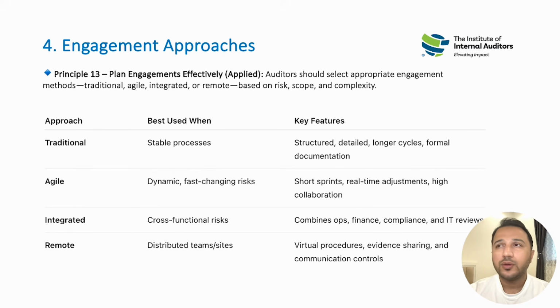The third is integrated, where we do not focus in our scope on only one department, but rather we focus more on the processes. For example, procure to pay, where we might request information and assess the controls in different departments. For example, inventory, procurement, then credit control, finance, accounting.